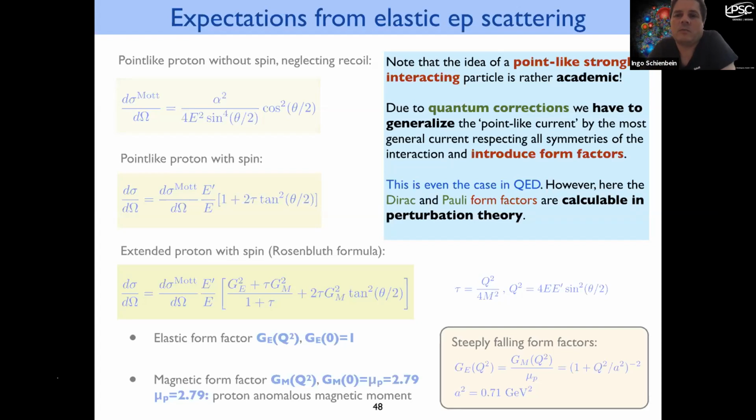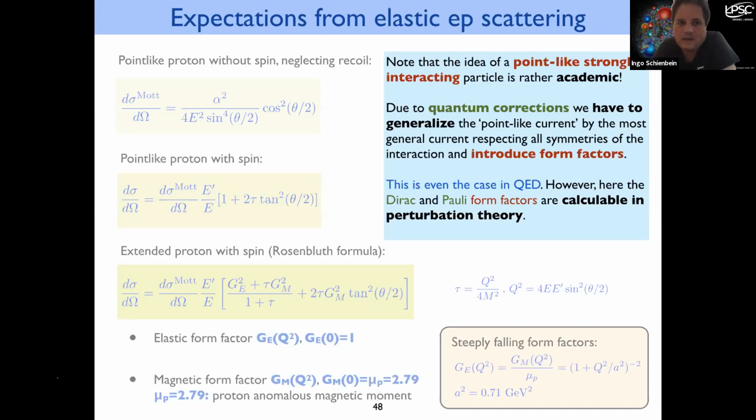Note that the idea of a point-like strongly interacting particle is rather academic. Due to quantum corrections, we have to generalize the point-like current by the most general current respecting all symmetries of the interaction and introduce form factors. So even in QED, you would introduce form factors F1, F2, Dirac and Pauli form factors, or G_E and G_M. However, the difference is that in QED, we can calculate them in perturbation theory. Whereas in QCD, for the strong current, we can't calculate those form factors.